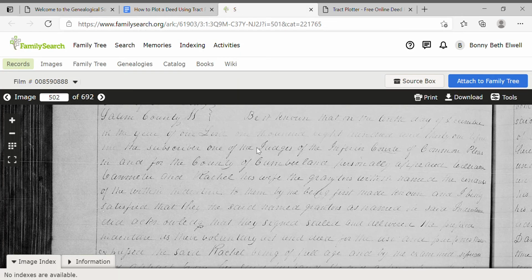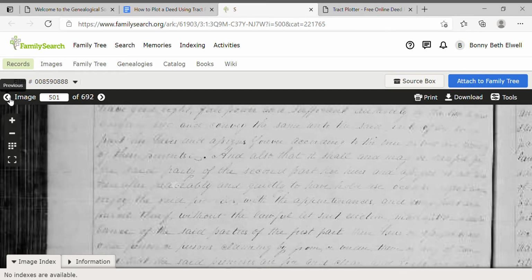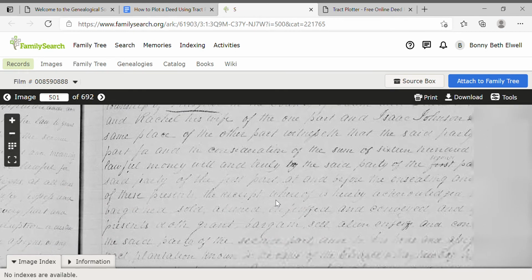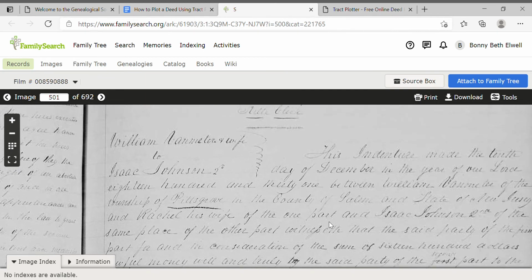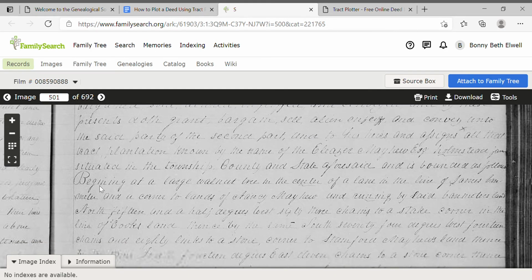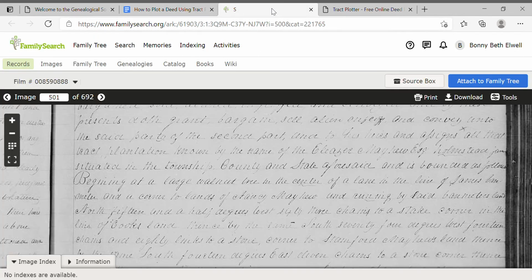So going back to our deed, and let's go back to the first page. Okay, so over here, we had William Van Meter and wife to Isaac Johnson II. We're going to go here where it said bounded as follows. Beginning. Now, as I showed on the worksheet, the starting point is usually triggered by the words beginning or thence. Okay, so going back here, we see beginning at. This is the very first call, as it's called, of the deed.